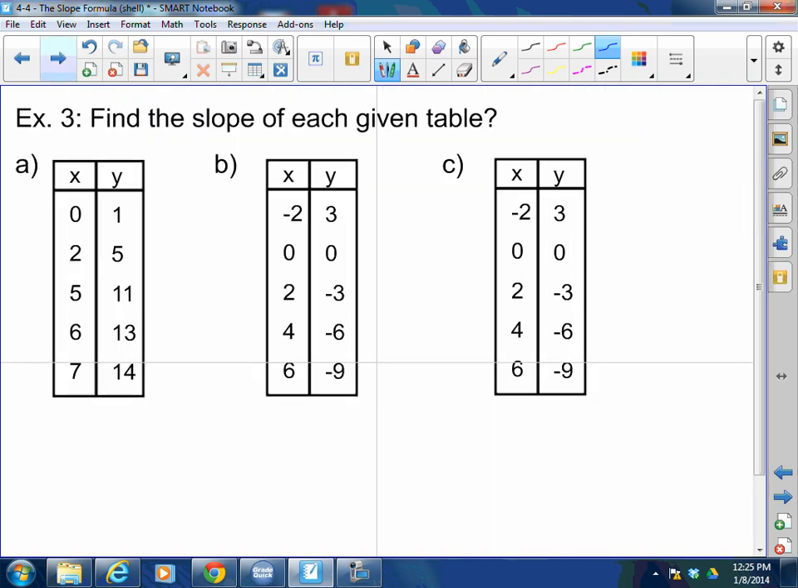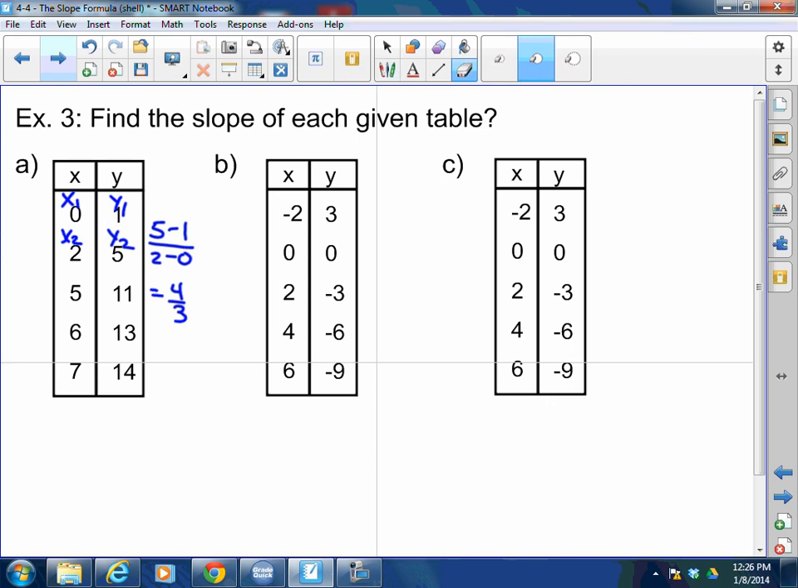Okay. What did I give you? A table now. It's no big deal. Label the table. Hey, I'm a poet and I didn't even know it. Okay. x1, y1, x2, y2. So, y2 minus y1 over x2 minus x1 is 4 over 2. What is that, Mr. Morrow? 4 over 2, which I have to simplify, so my slope is 2 over 1.